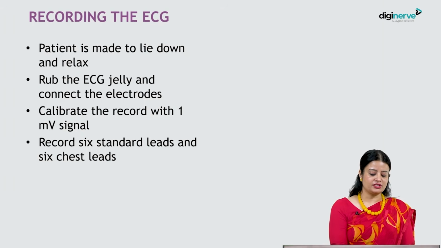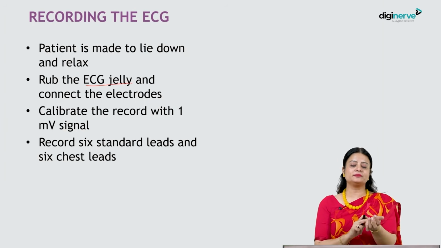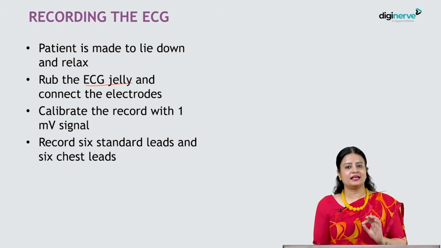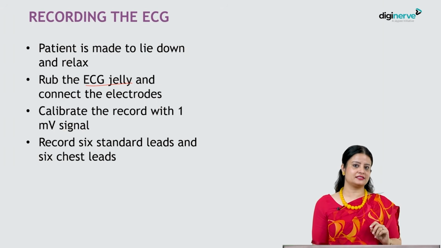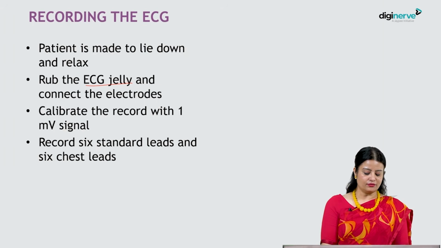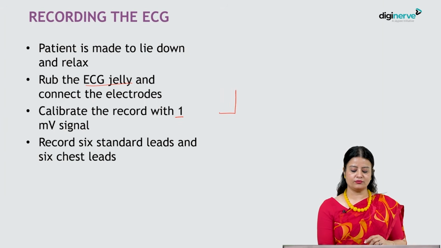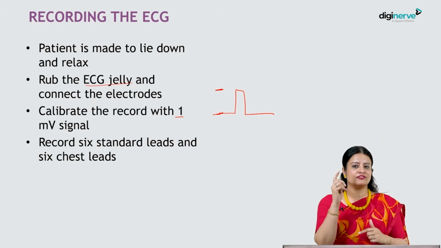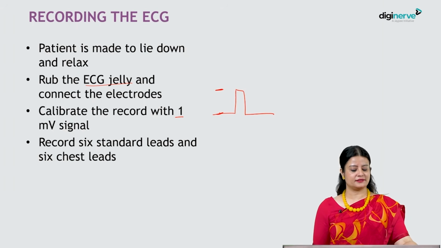And why do we put the jelly? Because jelly has some silica particles in it. So when we rub the jelly, it increases the conductivity of the skin and it enhances the procurement of the electrical signal. And then once we are connected with the machine, we do a calibration of 1 millivolt so that our machine tells us what 1 millivolt of the potential reads for us. And then we record all the 12 leads.